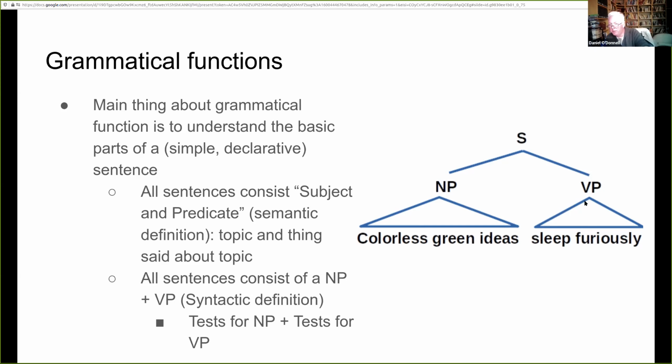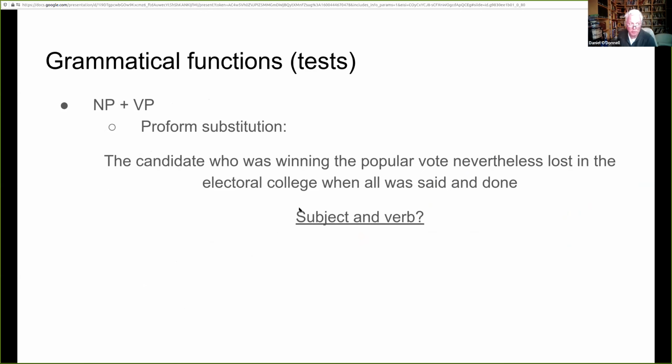So we're going to break things into noun phrases and verb phrases. That's why it's so crucial to be able to tell what nouns are and what verbs are. And so we're going to be doing tests like that proform substitution in your own translations. And so I've got an example here.